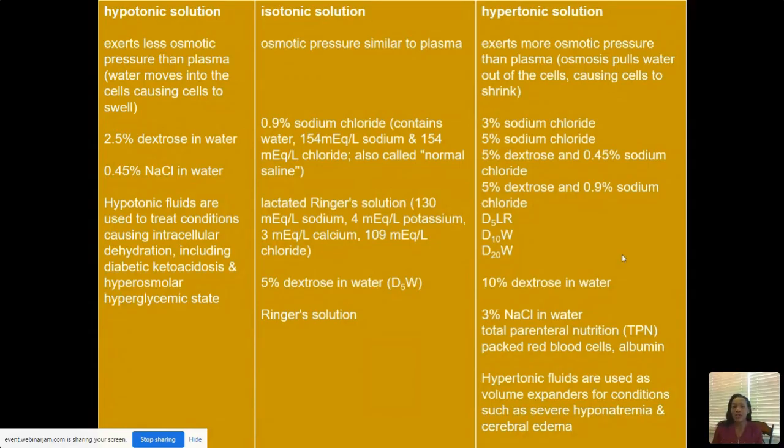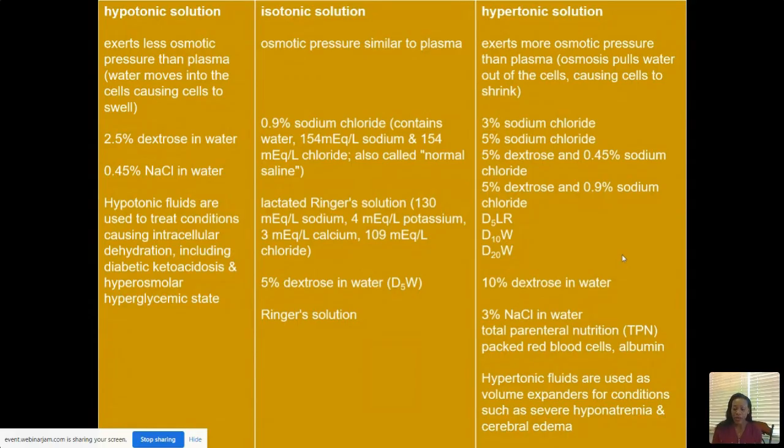So isotonic solution has the same osmotic pressure as blood, as plasma. So what is that solution? Which solutions are isotonic? That's where you need to spend a moment, because it requires a little bit of memorization. So normal saline, AKA sodium chloride, is the same as plasma.